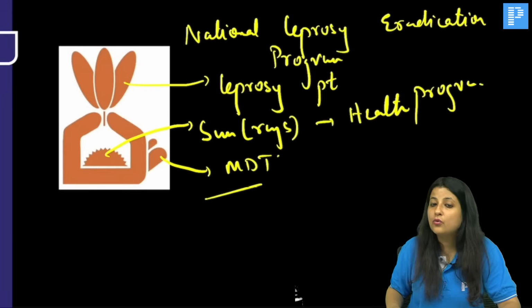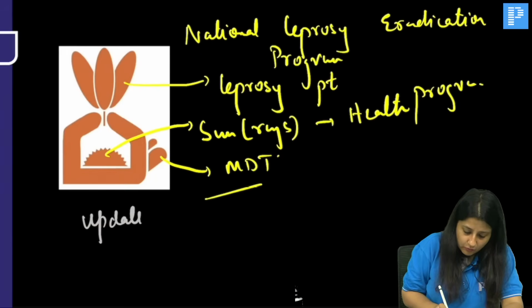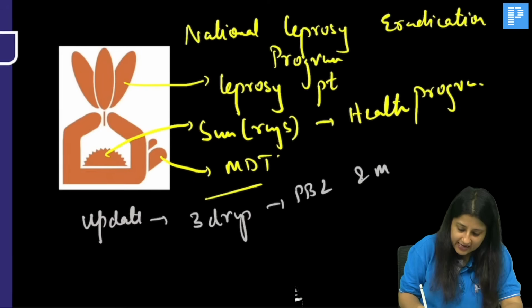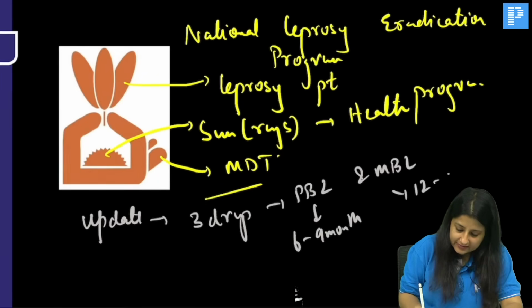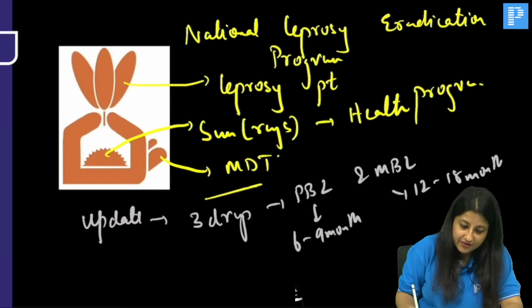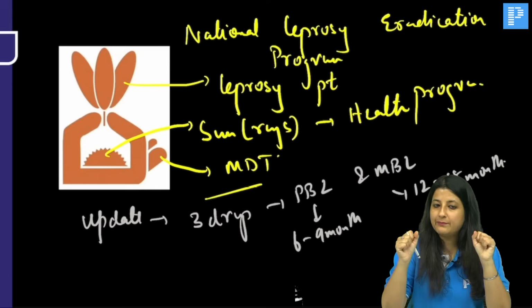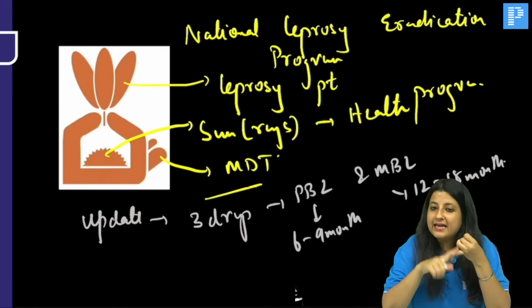And you all know now what is the update in leprosy program, guys? We know that all the three drugs have to be given in case of paucibacillary leprosy and multibacillary leprosy. Paucibacillary duration is 6 to 9 months, multibacillary 12 to 18 months. You can refer the LRR, guys. We have discussed the leprosy program in detail over there. That is the update. Dapsone, rifampicin, clofazimine.